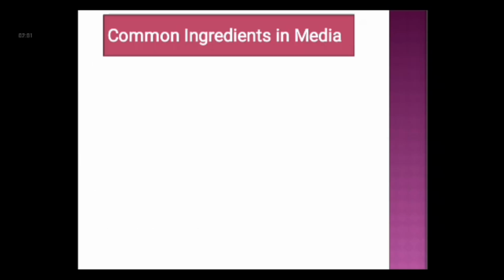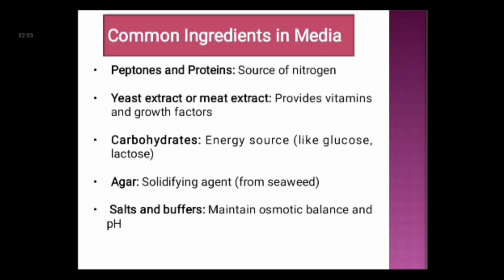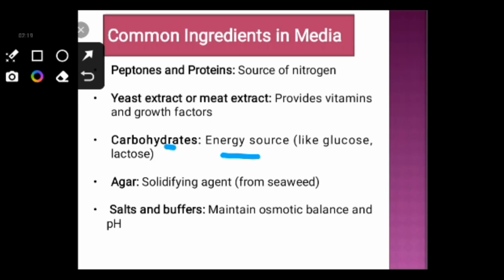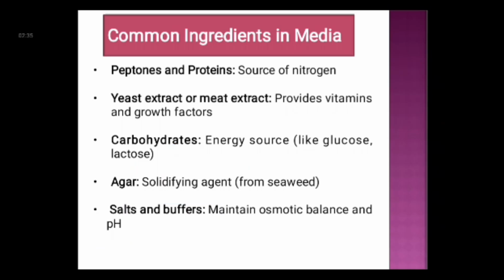Now, what are the common ingredients in culture media? Peptones and proteins, which are a source of nitrogen. Yeast extract or meat extract, which provides vitamins and growth factors. Carbohydrates, which are the energy source; examples are glucose, lactose, etc. Agar, which is a solidifying agent. Salt and buffers, which maintain the osmotic balance and pH. These are the ingredients of media.